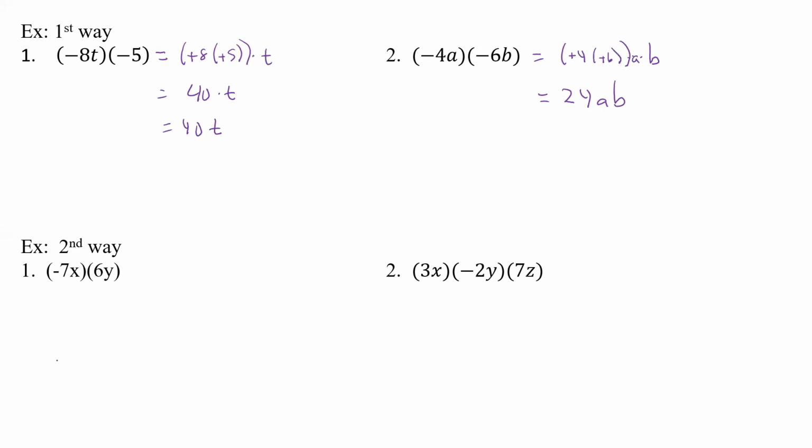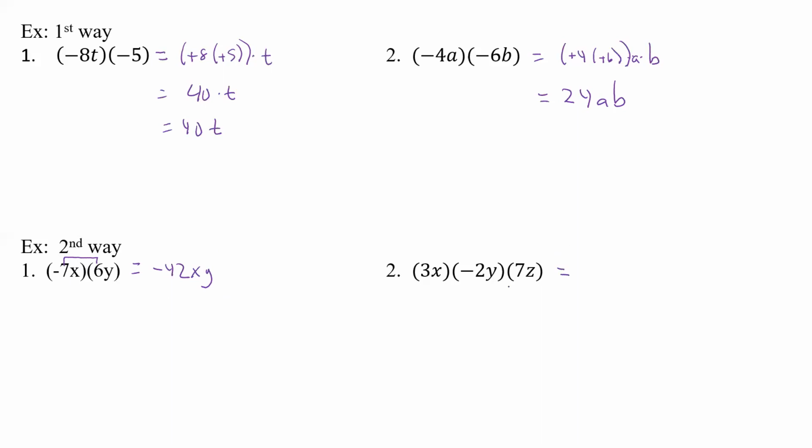Okay, now what about this one? -7 times 6 times x times y here. So we can take and multiply those two, and we get a -42. And then we take an x times y and we get xy, and then we multiply that by the -42, and we just get -42xy in one step. We don't have to do the 3 steps to get to the final part there.